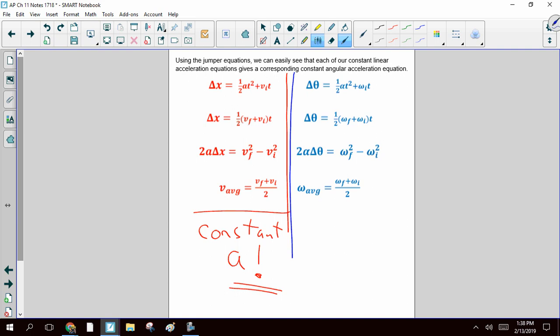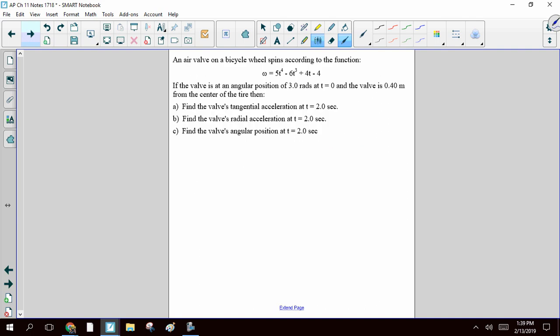All right, these guys are analogous. They work when you've got constant angular acceleration. Okay, so if you're somebody who's made the mistake of using these guys when it's not constant acceleration, please be extra careful. Same thing over here. If your angular acceleration is changing, you cannot use these equations. All right.